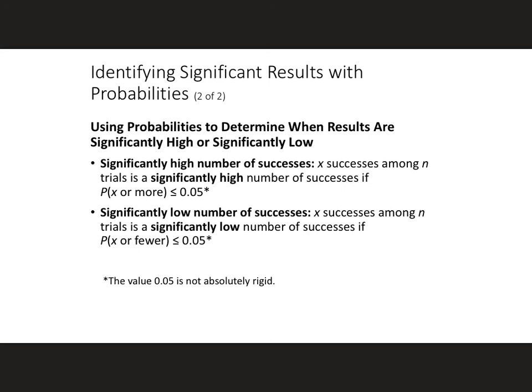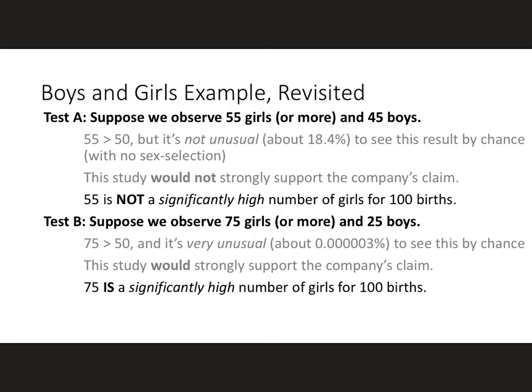Let's look back at that first example with boys and girls. This is the one about the company that created a sex selection process that greatly increases the chances that a baby will be born a girl. Looking back at that first one, we supposed that we observed 55 girls and 45 boys, and we said that probability was about 18.4% to see this result by chance. So this study would not strongly support the company's claim. That means that 55 is not a significantly high number of girls for the 100 births.